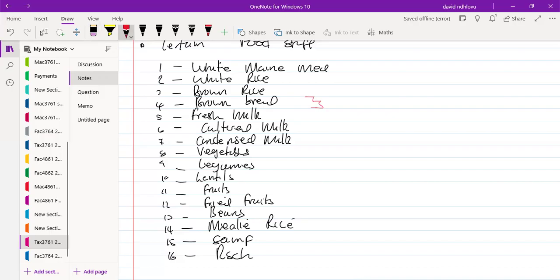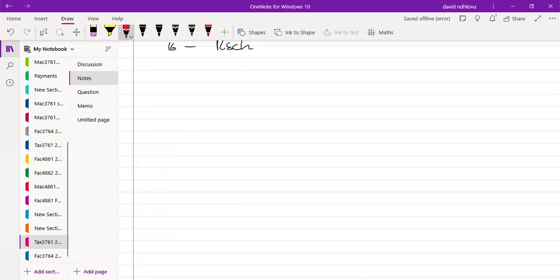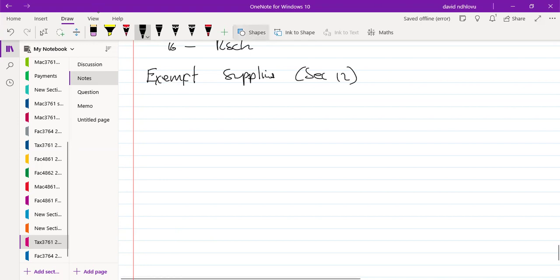So usually questions regarding foodstuffs normally talk about brown bread and white bread. But for interest sake, you can just complete the list there. Right, so these things are zero rated. Then we have a list of exempt supplies, section 12 of the VAT Act.